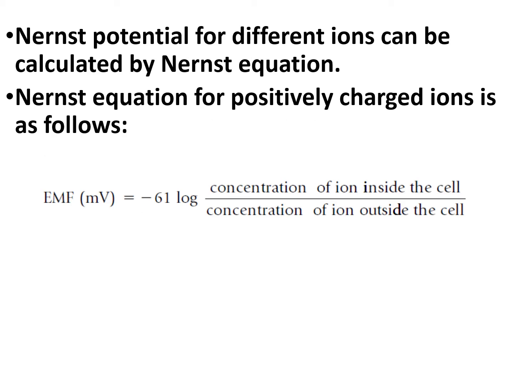The Nernst potential for the different ions can be calculated by the Nernst equation. The Nernst potential for a positively charged ion is as follows: electromotive force in millivolts is equal to minus 61 log of the concentration of the ion inside the cell divided by the concentration of the ion outside the cell.